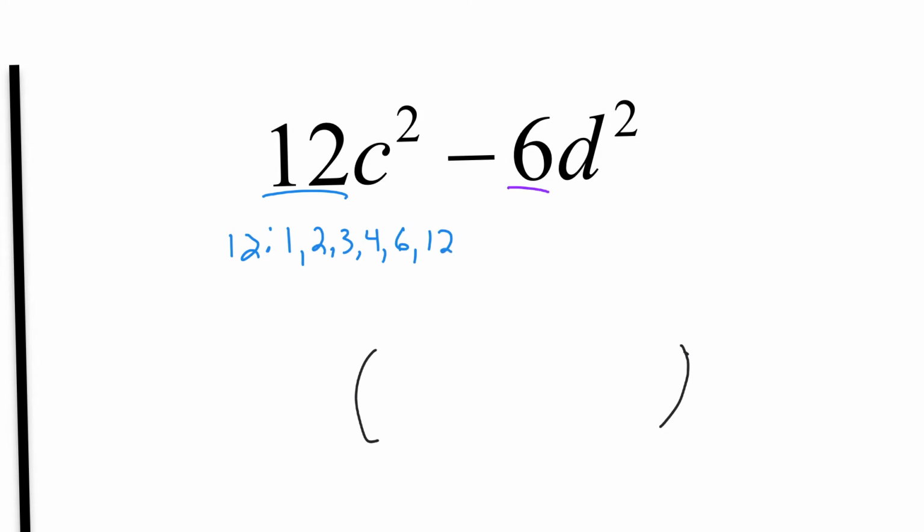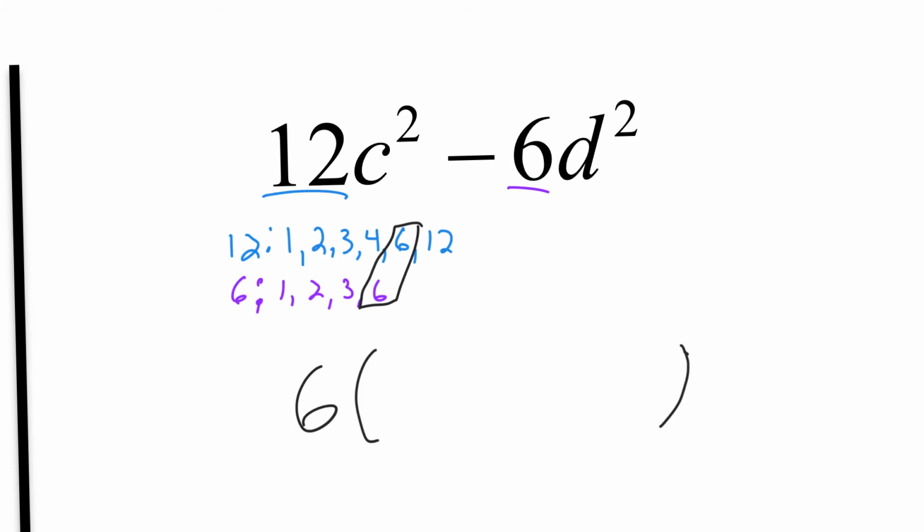For the number 6, I have the 1, the 2, the 3, and the 6. Oh, so look, guys, the greatest common factor is not 1, 2, 3, it's actually 6. So I'm going to factor out a 6 right here. Now you guys are going to start dividing.